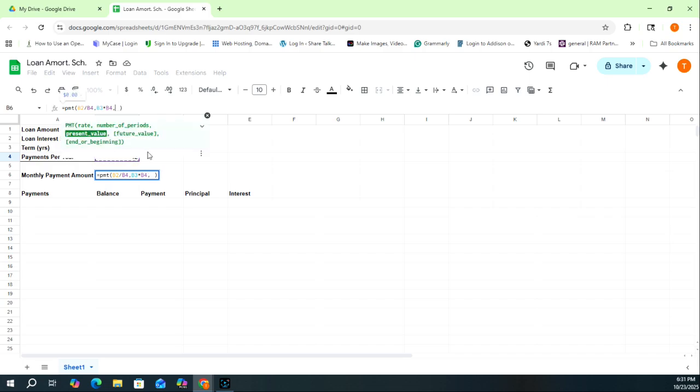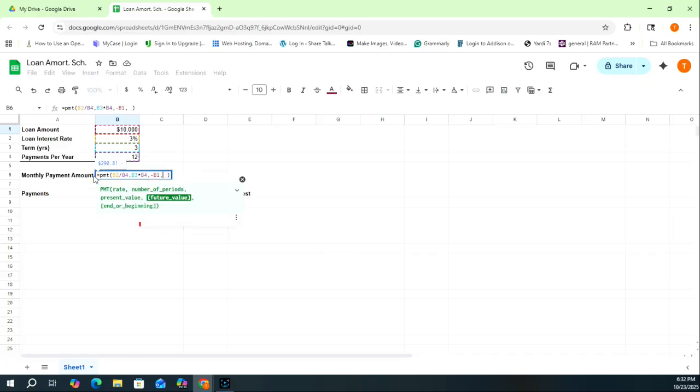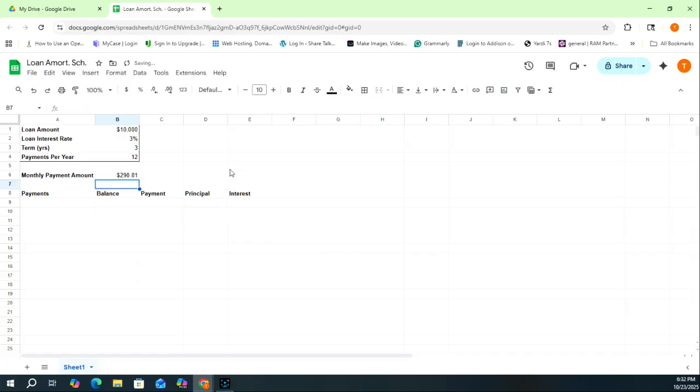Next, I need the present value of the loan, which is $10,000, and that will be here. But I'm going to make this negative because I want the number we get back to be a positive number and not a negative payment amount. And so after that, we don't really need the future value or this end or beginning balance. I'm just going to make those 0. And when I do that, it gives me the monthly payment of $290.81.